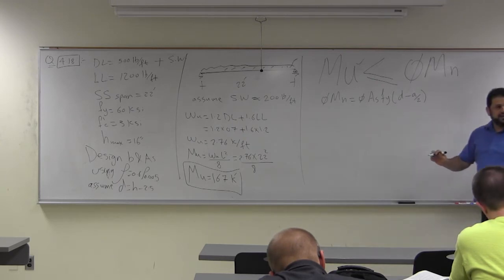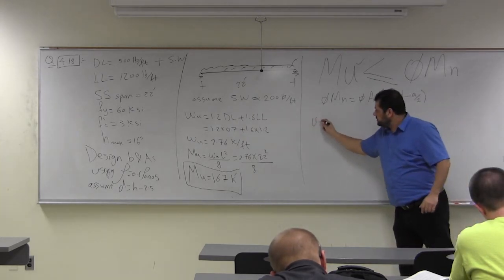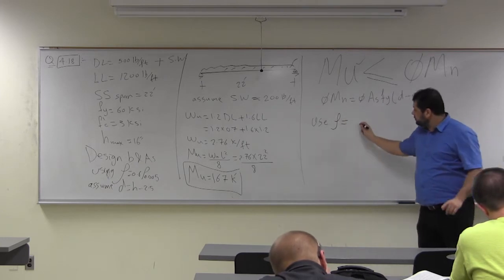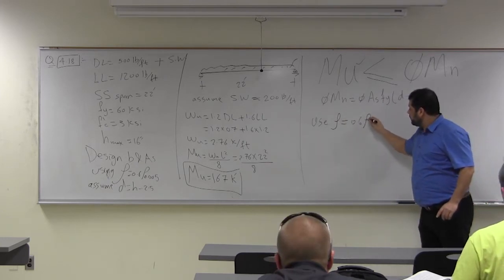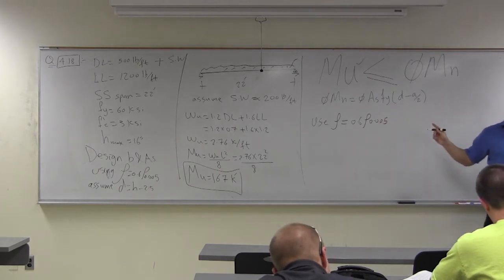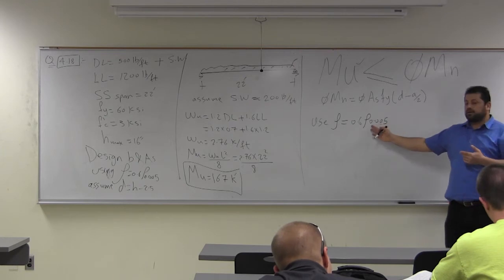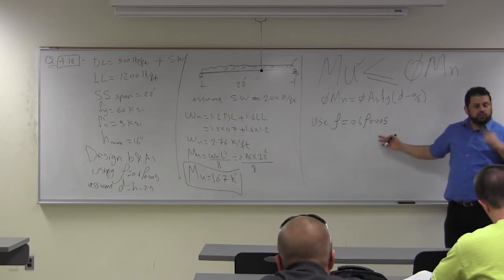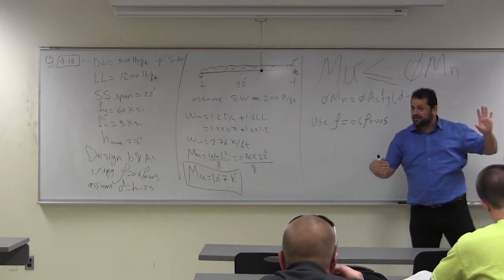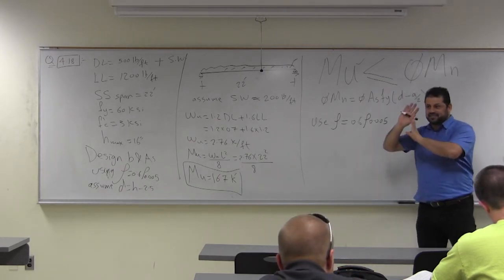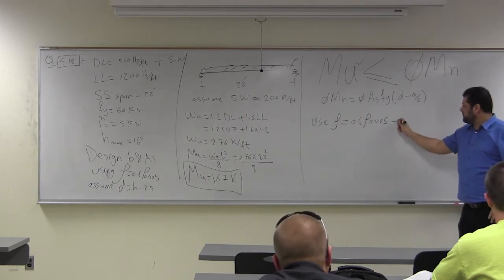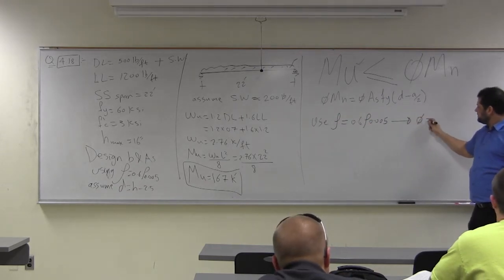In the question, what did he say about rho? The ratio of steel. He said use rho 0.005. That's what he told us, right? If we use rho of 0.005, what's the phi factor? 0.9. If we use less than that rho, we still get 0.9 because the strain will be more. Good? So this tells you the phi factor is 0.9.